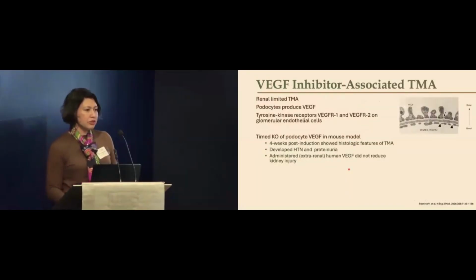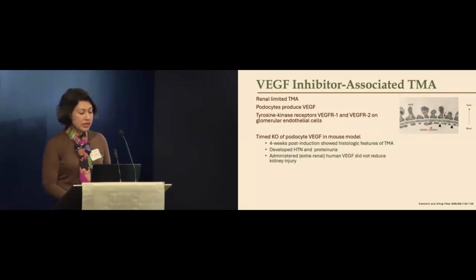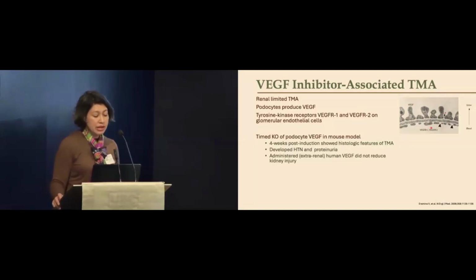So VEGF inhibitor-associated TMA is a very special case of drug-associated TMA because it's always renal limited. That's because the podocytes produce VEGF. Here are the glomerular basement membranes, the podocyte foot processes, and then the endothelial cells with their fenestrations. The podocytes produce VEGF, and the glomerular endothelial cells express the tyrosine kinase receptors VEGFR1 and VEGFR2.